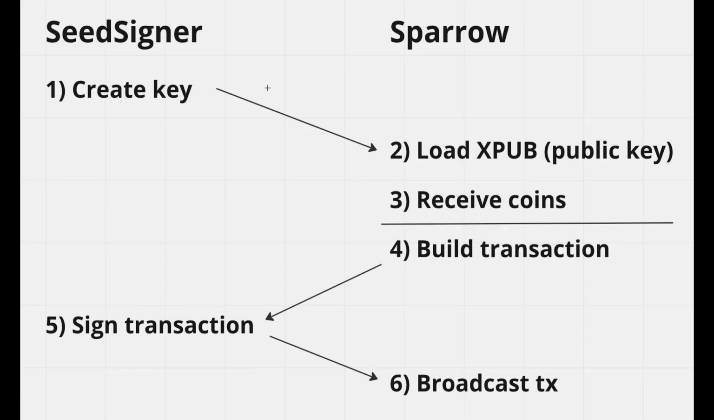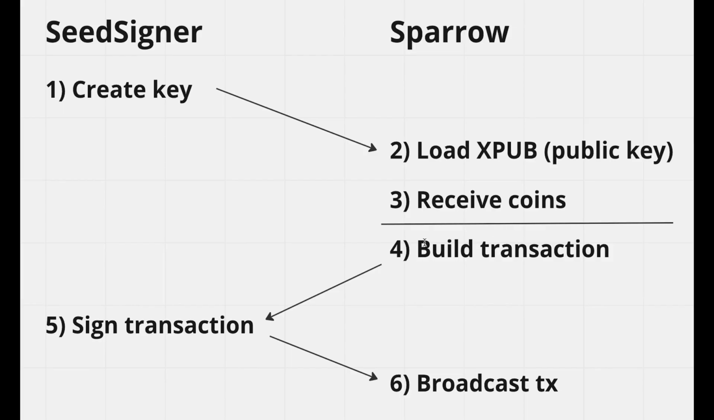Now, just a quick recap of what we've actually done in this video. Firstly, in our SeedSigner, we created a key, which we backed up as a QR code and as a seed phrase. Next, we exported the XPub, or extended public key, from our SeedSigner to our Sparrow wallet over here. So in Sparrow, we loaded up our XPub, which is our public key. Next, we received coins into our SeedSigner by clicking receive in Sparrow. And then we went ahead and spent those coins.